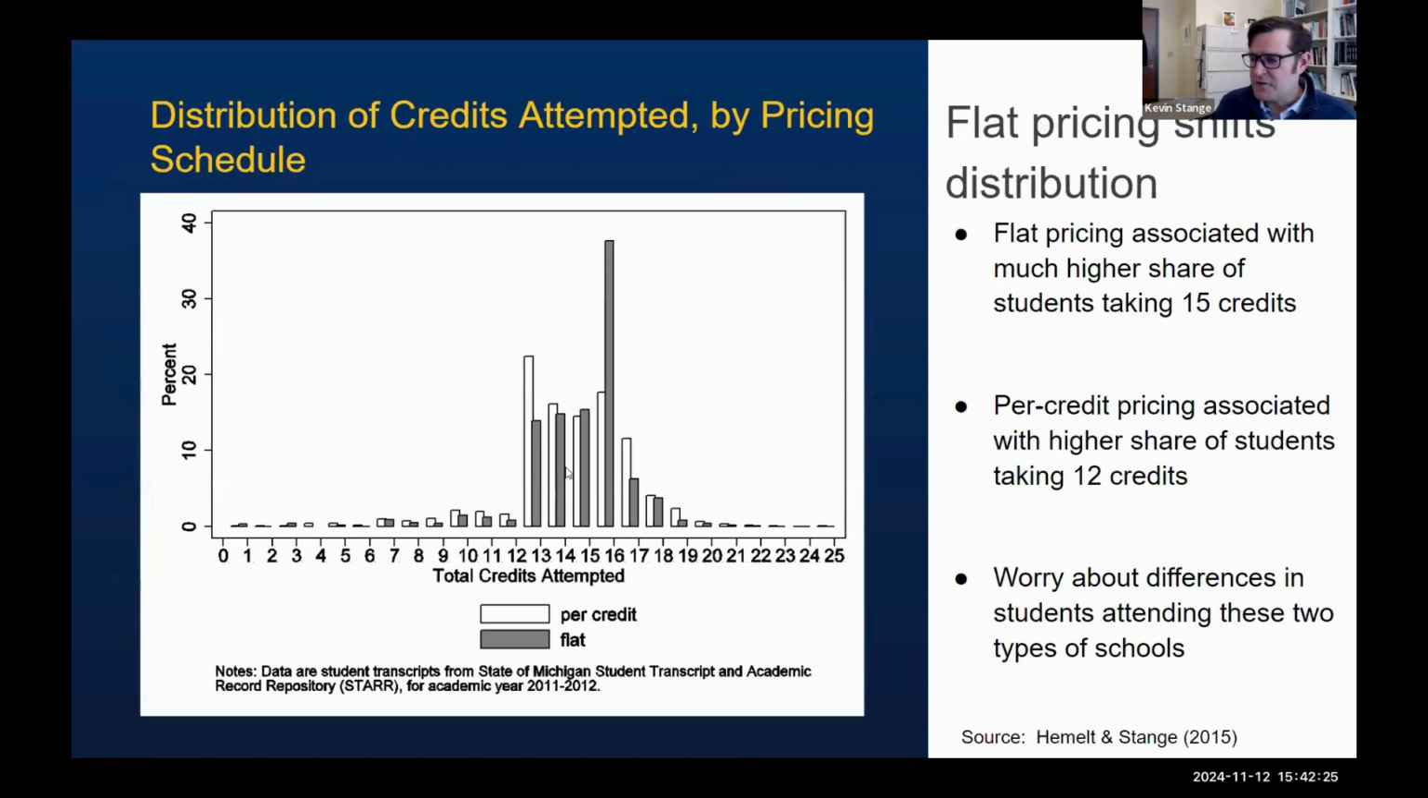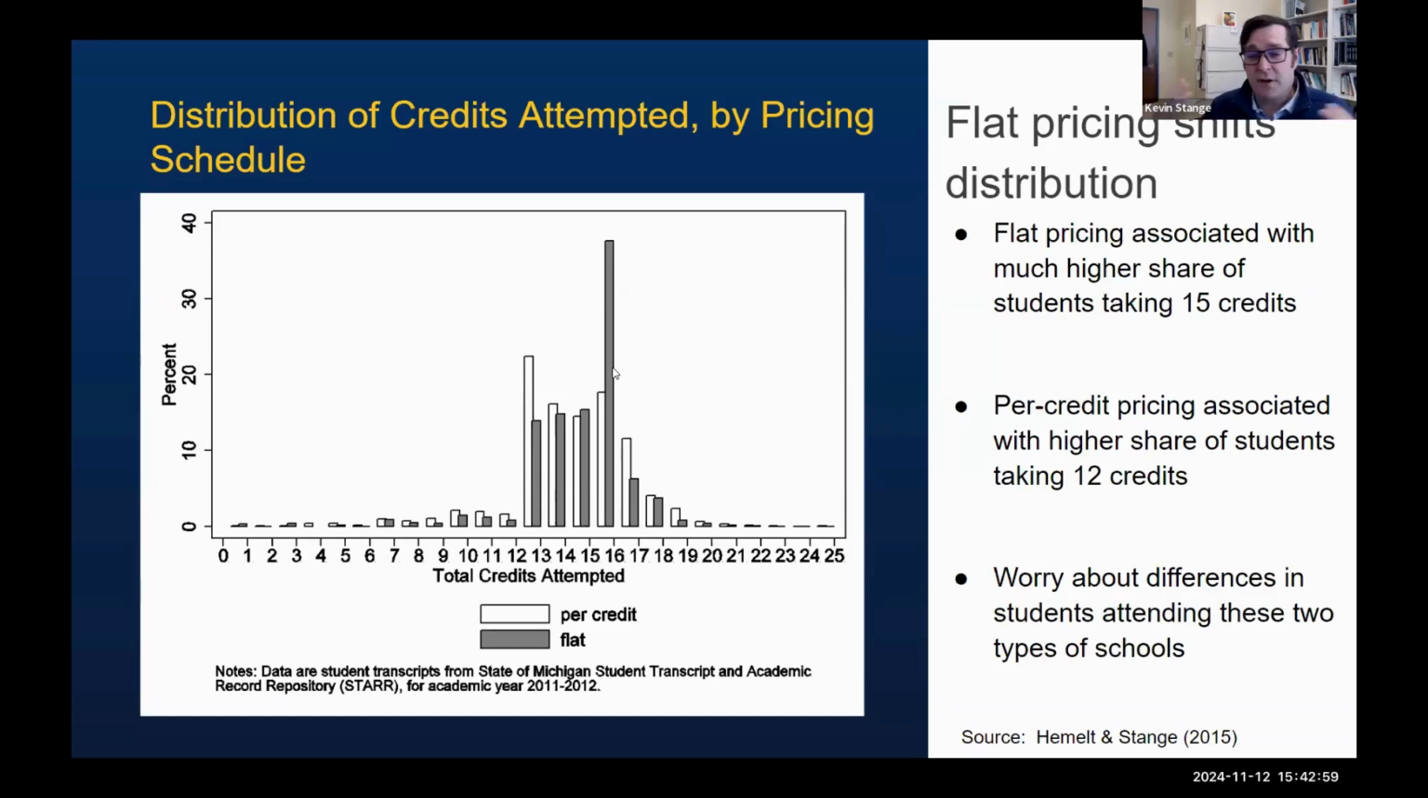And you just plot the distribution of credits taken separately for those at schools that charge per credit and those that charge a flat rate. You see that at those charging a flat rate, a lot more people are taking something like 15, 16 credits. Those that charge per credit, you see a lot more people taking 12 credits. So it does look like there's a shift to taking more credits at the universities that don't make you pay more for doing so.